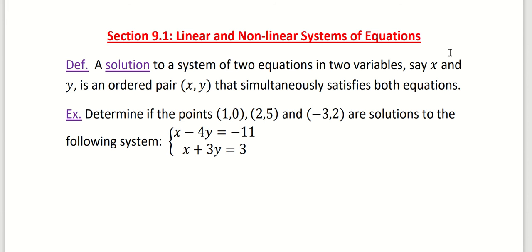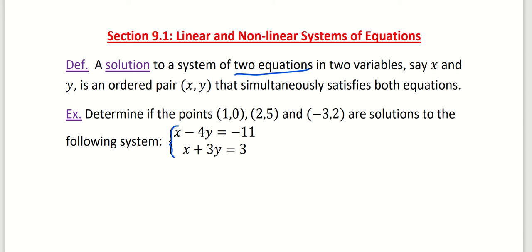In section 9.1, we're going to cover linear and nonlinear systems of equations. A solution to a system of two equations in two variables, say x and y, is an ordered pair (x, y) that simultaneously satisfies both equations. In the particular case that we're going to be looking at in this chapter, we're going to have two equations, and usually that's what's going to denote our system, and we tend to put them in a bracket or a brace notation to let everybody know that we're considering both of these equations simultaneously.